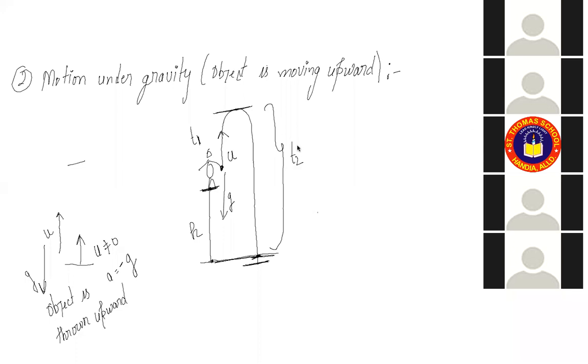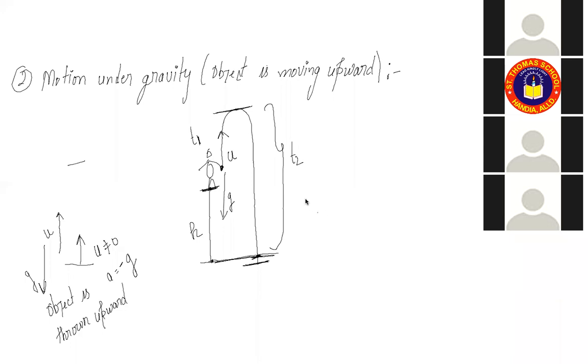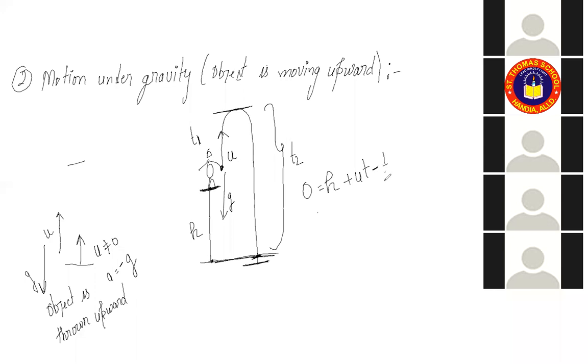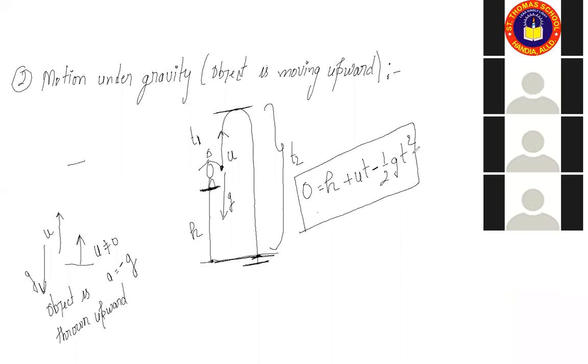What we can do here is use the direct concept that the displacement is 0 in this case. So this can be written as 0 displacement, and already you have given height h. So this will be h, and you have thrown the object in the upward direction. This will be ut, and this will be minus half gt square. So this equation can be used to find out the time.